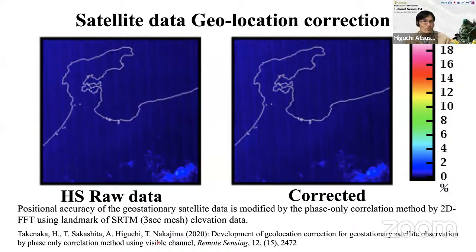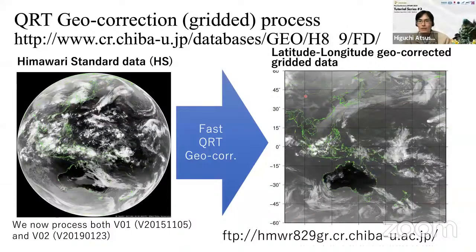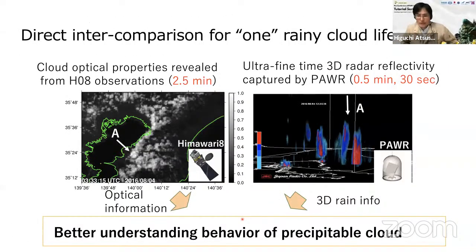And we use the Himawari standard data, the full disk data, converted into latitude-longitude geo-corrected gridded data. You can see here the release note website, and you can download all-channel, all-band data in gridded format from this FTP site. For research purposes, you can download all data at a 10-minute interval.